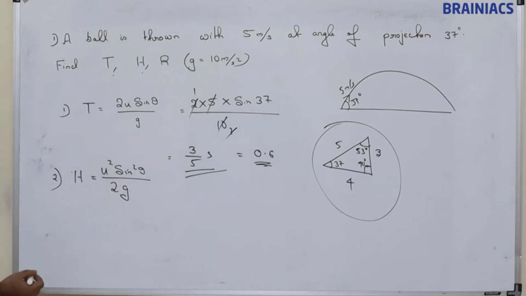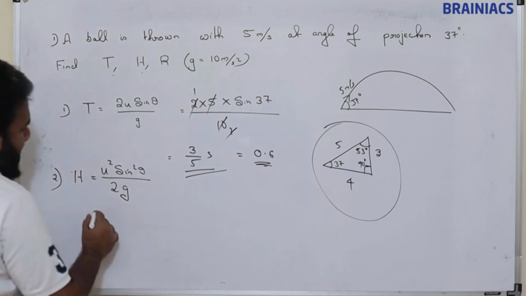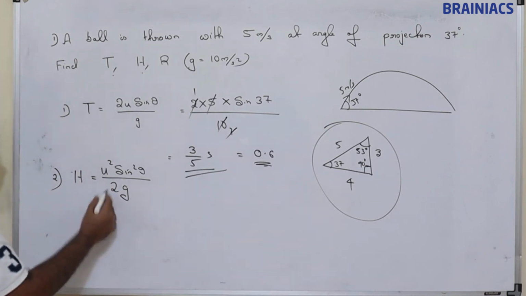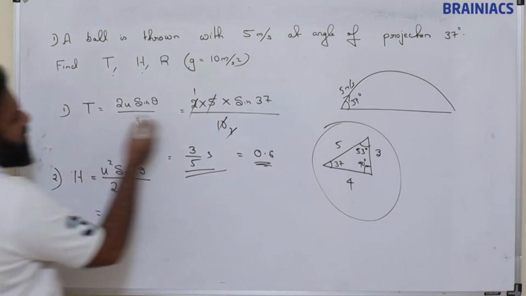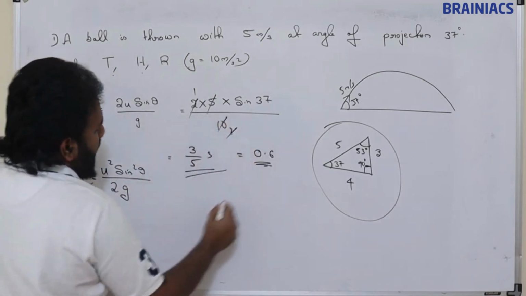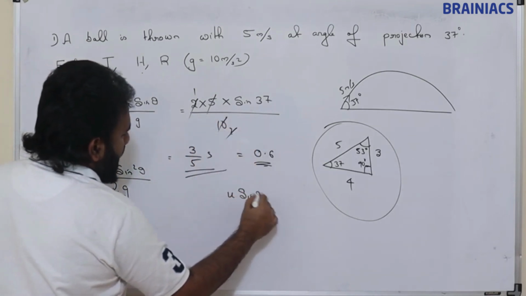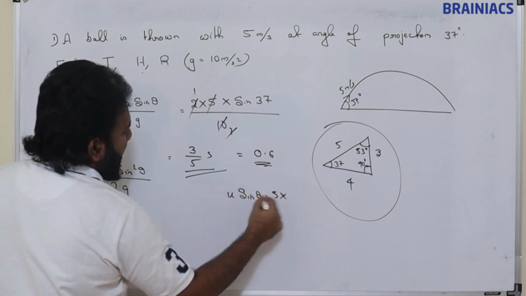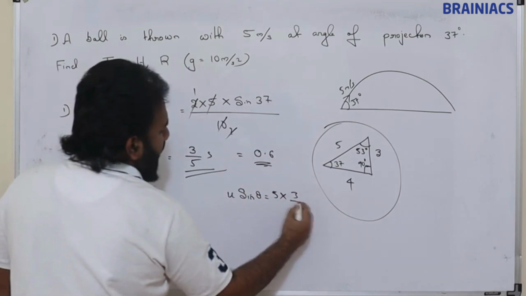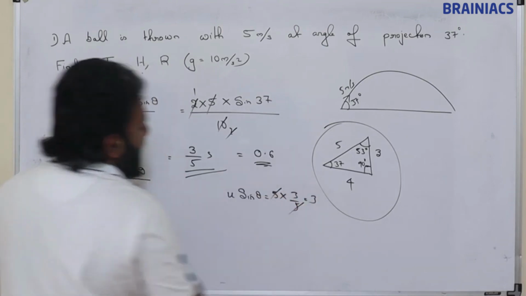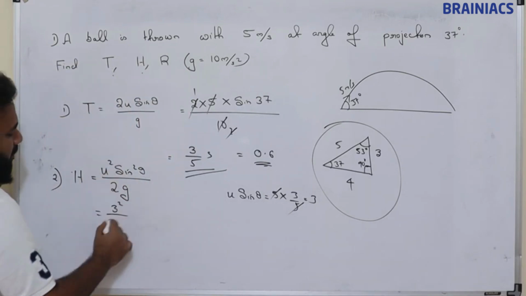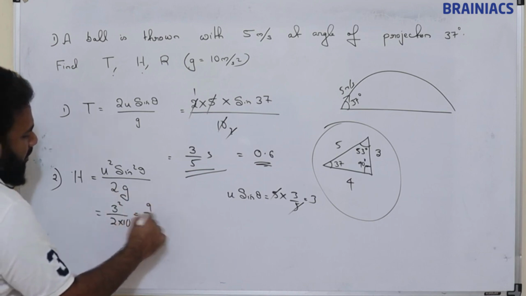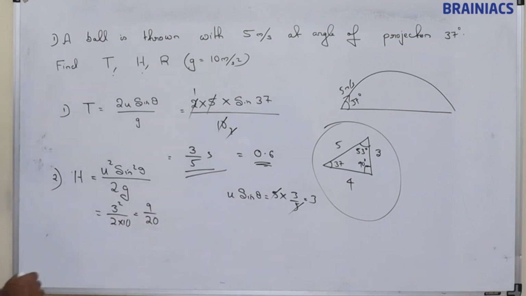Okay, u squared sine squared theta by 2g. So what is u sine theta? U sine theta is 5 into 3 by 5. U sine theta is equal to 5 into sine 37, right? Sine 37 is 3 by 5. If we cancel them, this is nothing but 3. So u squared sine squared theta is nothing but 3 squared, and this is going to be 2 into 10. So 9 by 20. 9 by 20 is the answer.